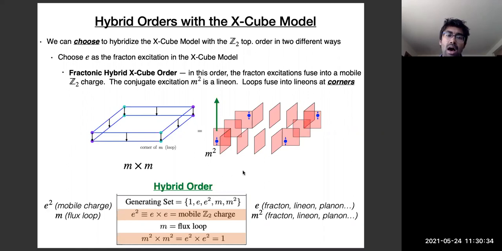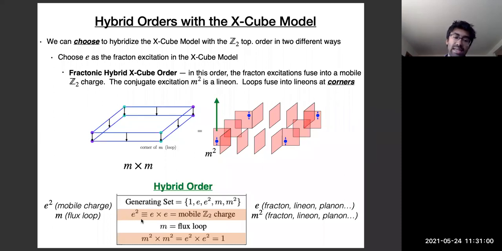Okay. In addition to this, there are many other kinds of fusion and braiding processes that we can think about. So for example, we can actually choose to hybridize the X cube model with the Z2 topological order in actually two different ways. So in the labeling of this generating set, I can actually choose E to either be the Fracton excitation of the X cube model or the linon excitation of the X cube model. And that yields two different kinds of orders where the fusion rules and the braiding are very different.